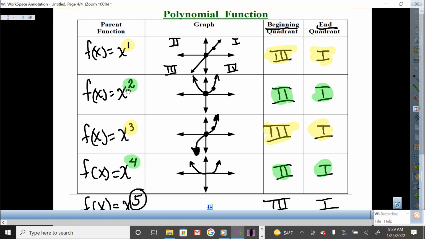If a polynomial function has what degree? Even degree, it starts where? Quadrant 2 and ends in quadrant 1. So make a note for yourself for that, because we're going to use this today. And so on and so forth. Okay? So, now that we have that idea solid, any questions? Are we good up to right there? Yes. All right, here we go.